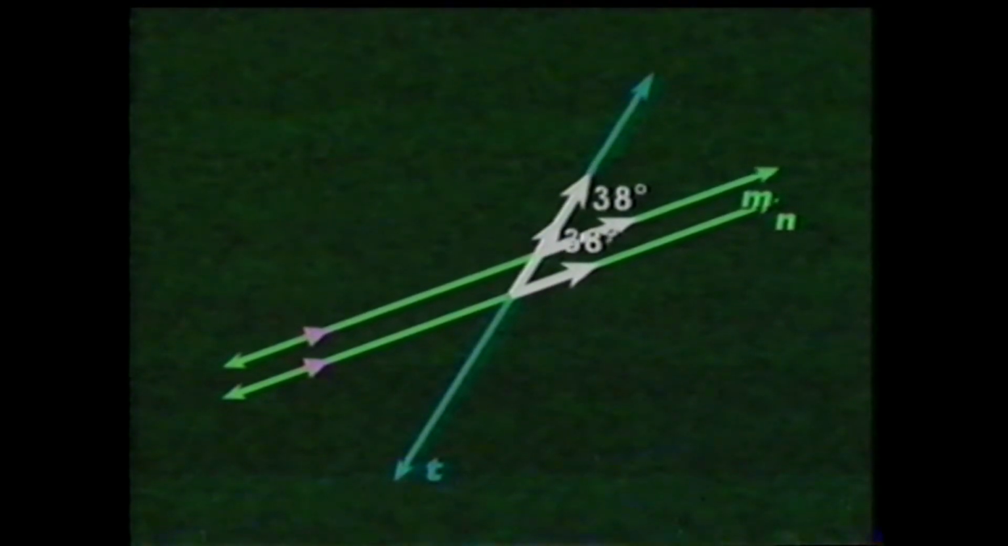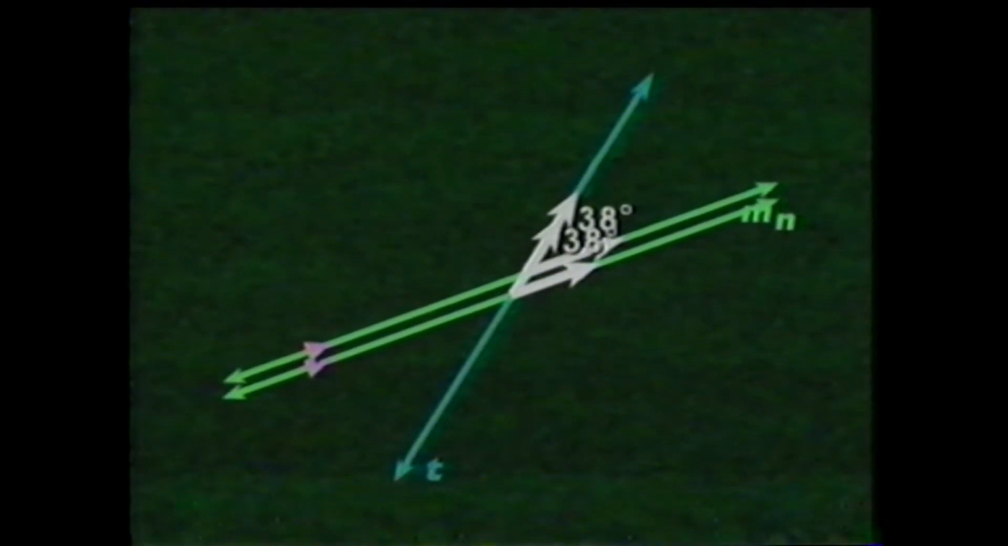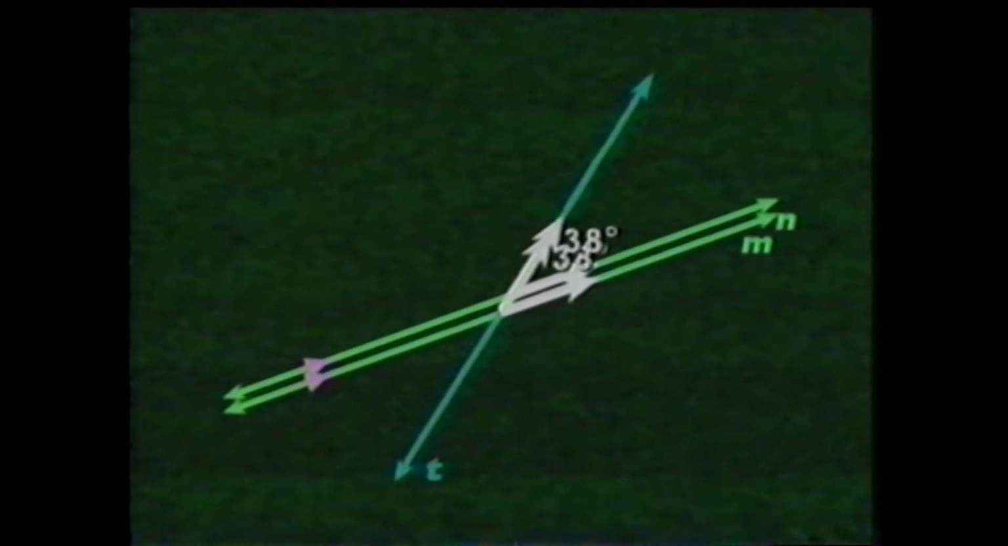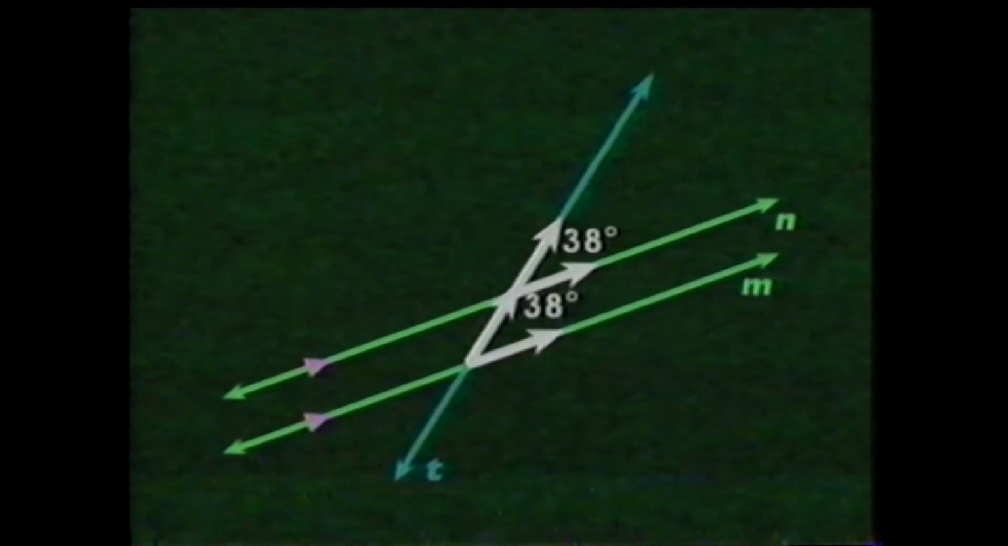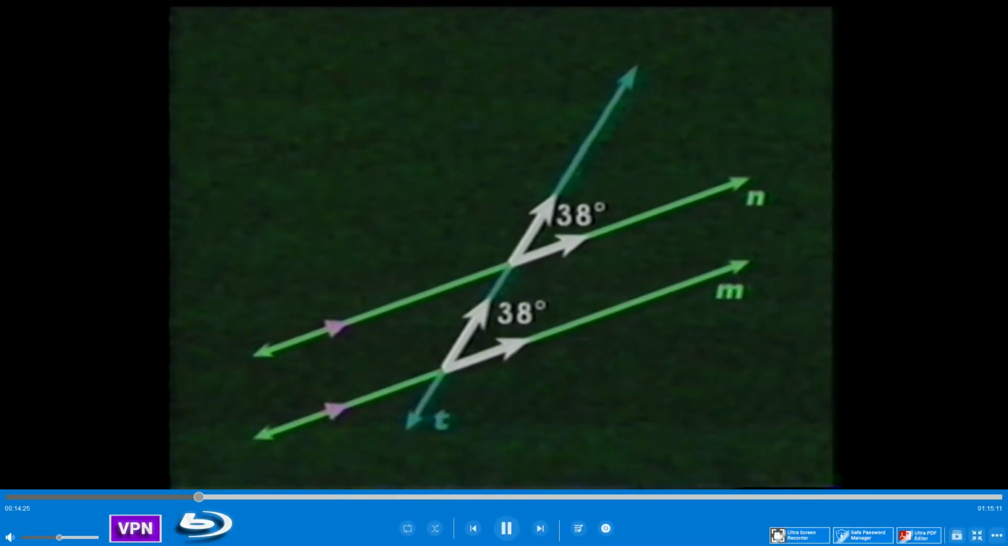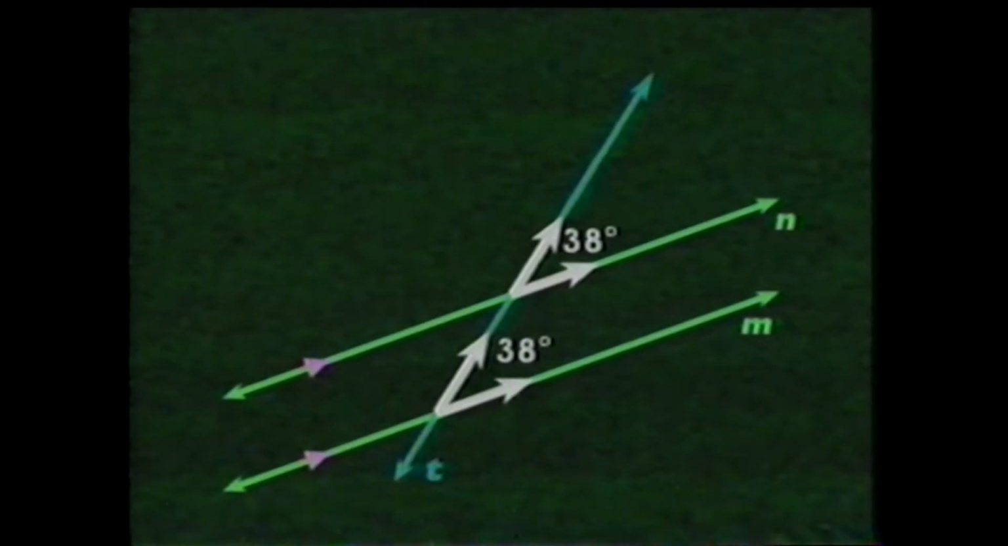The lines can move together until M coincides with N. In this limiting case, the corresponding angles coincide and become one angle. When line M moves below N, the corresponding angles are still congruent. It seems that no matter how we move the parallel lines or the transversal, the pair of corresponding angles remains congruent.